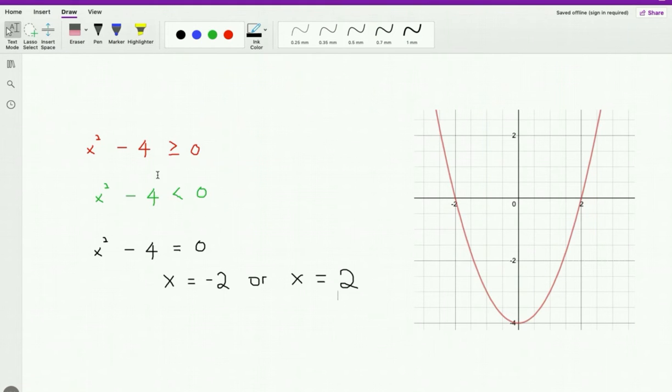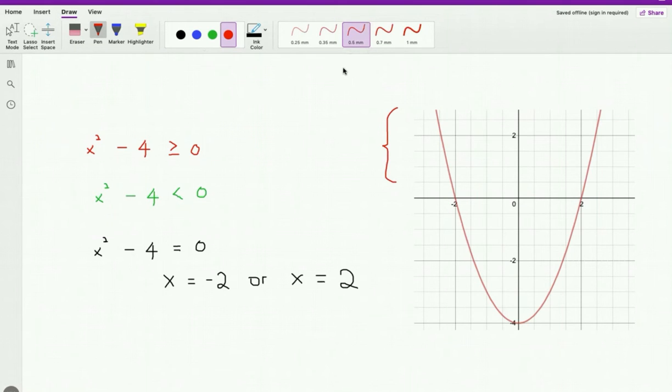I'm going to solve the red one first. The red one is x squared minus 4 greater than or equal to 0. I need to look for which x interval satisfies this inequality. Basically, I need to look for where the function is positive in this case. We know that the function is positive in this region, so when x is less than or equal to -2 or x is greater than or equal to 2. This is my answer for the red inequality.